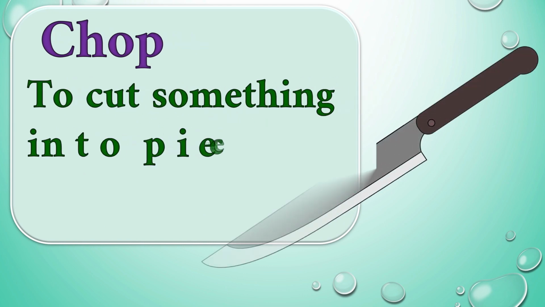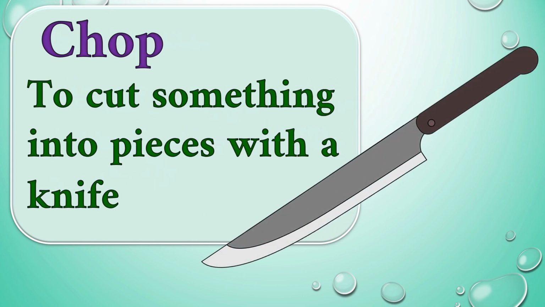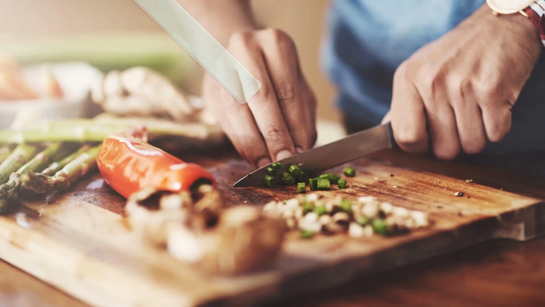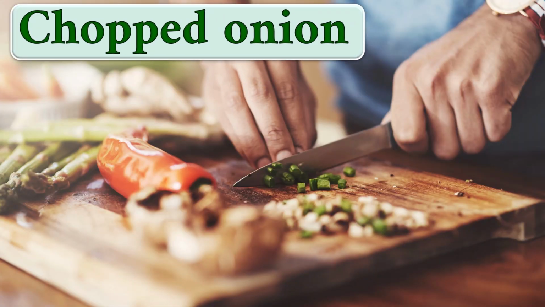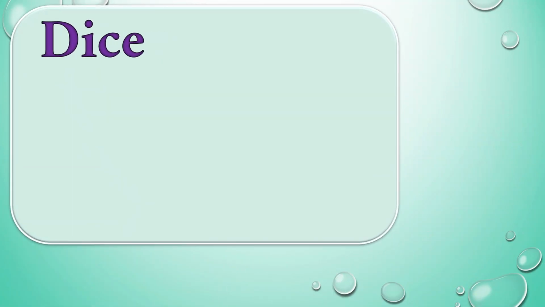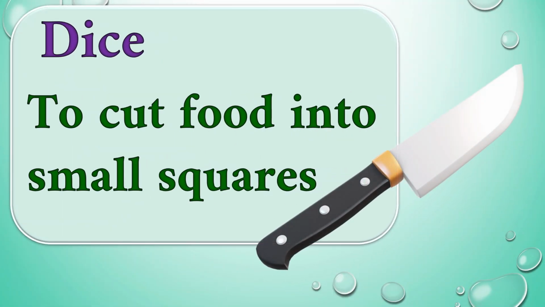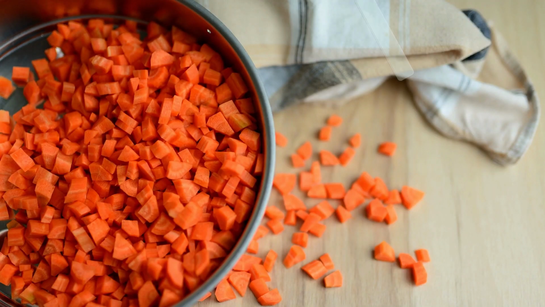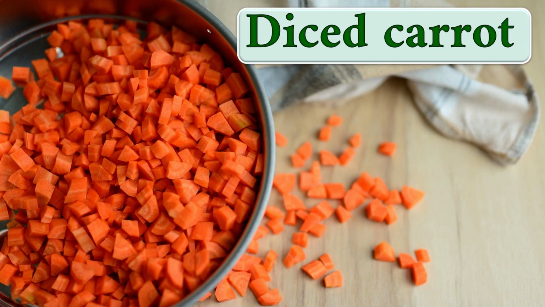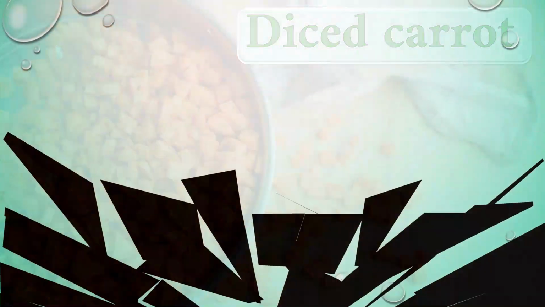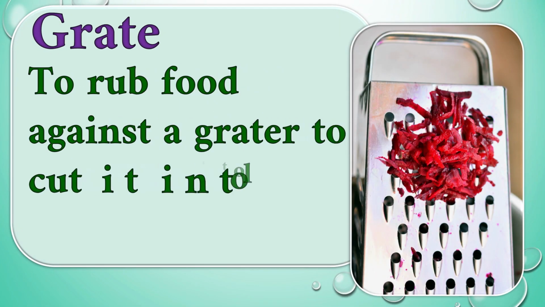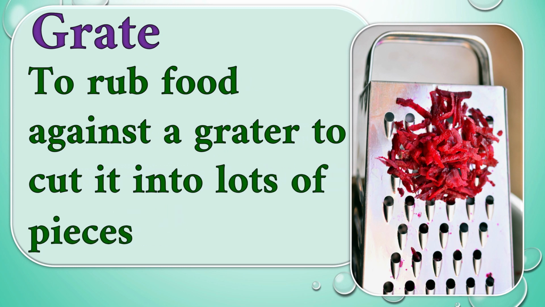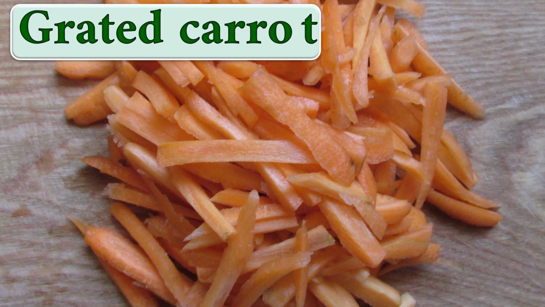Chop. To cut something into pieces with a knife. Chopped onion. Dice. To cut food into small squares. Diced carrot. Grate. To rub food against a grater, to cut it into lots of pieces. Grated carrot.